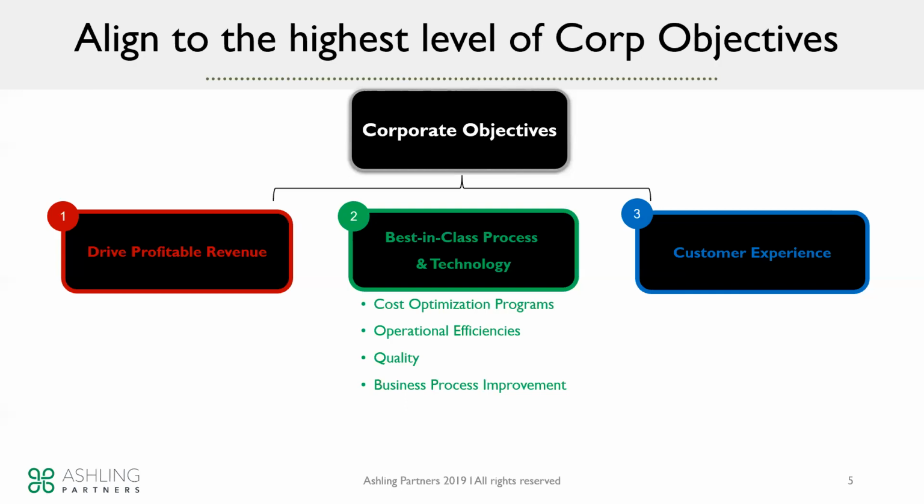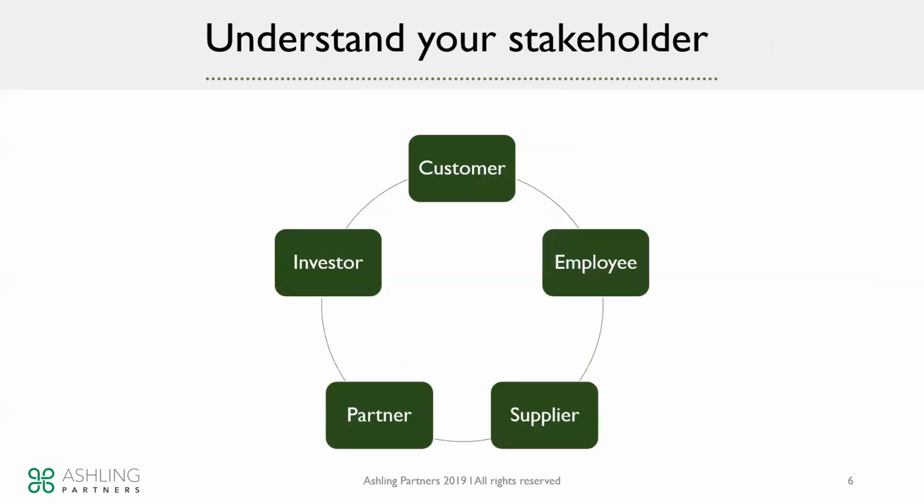That could be top line growth. That could be improving the customer experience, upsell, cross-sell type activities. That could be more efficiency and optimization of existing activities, reducing cost, improving efficiency. Every organization has their own objectives. Then, as I said, once you have those corporate objectives, it's really important to understand where you are in that overview. And so you need to understand who your customer or your stakeholder is.